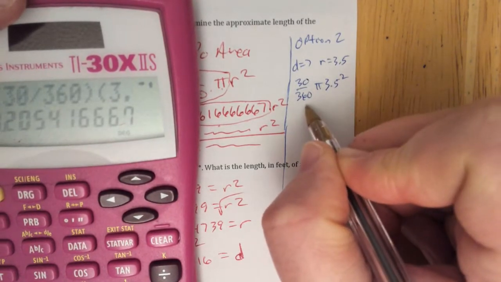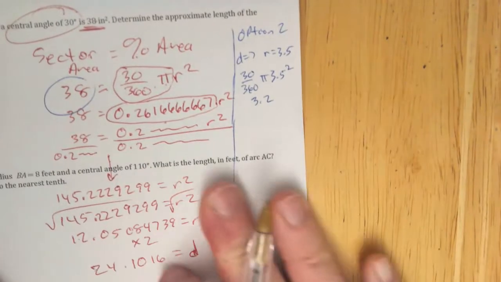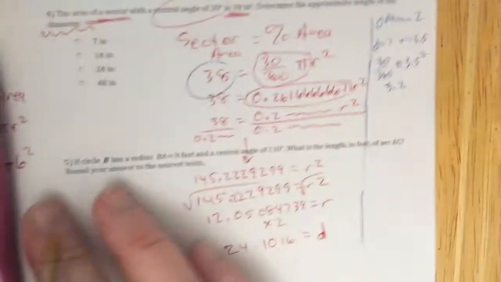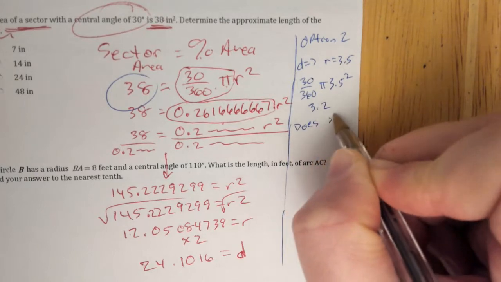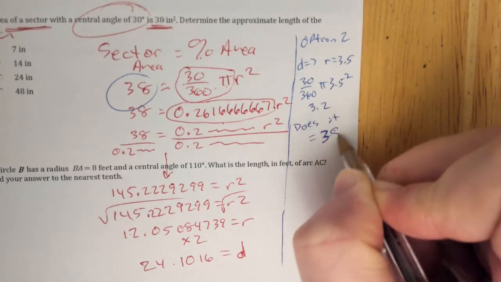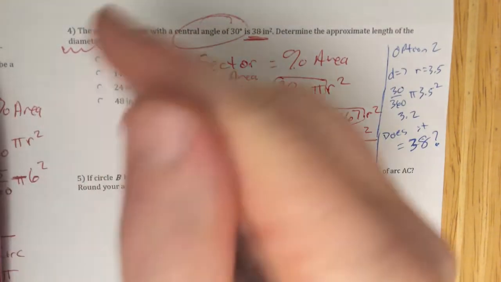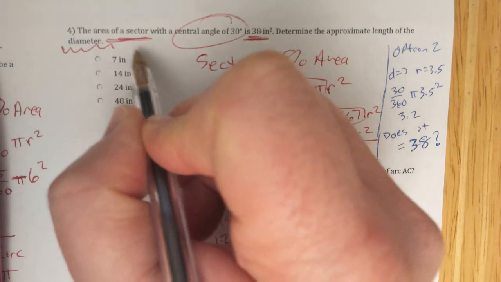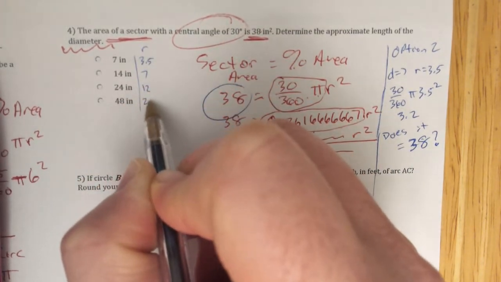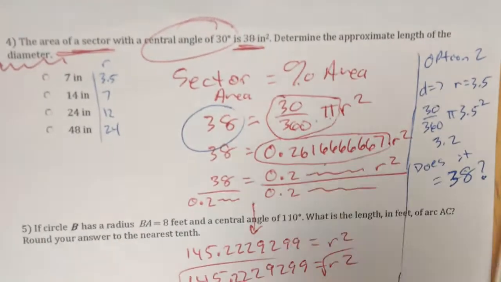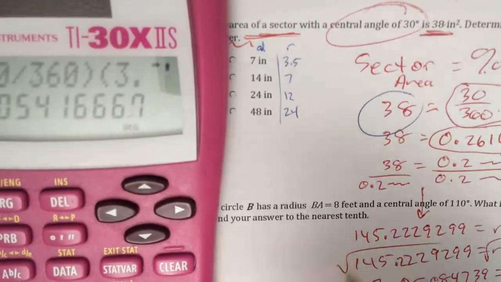And I get 3.2. Is that 38? Nah, that doesn't work. So this is me just typing stuff in, right? So the question is, do these equal 38? Does it equal 38? That's the question. So if I have 7, then the diameter, the radius would have been 3.5 or 7 or 12 or 24. So if that was the diameter, all I'm doing is plugging in these magical numbers and seeing if it works.